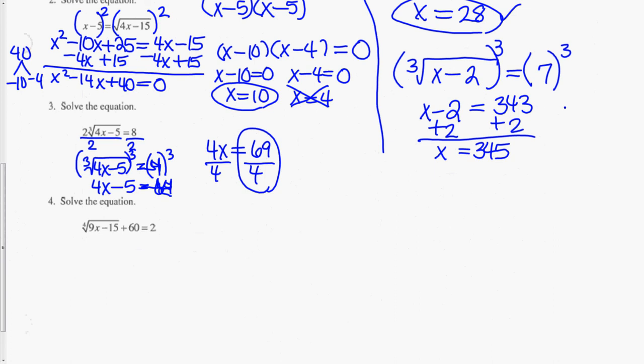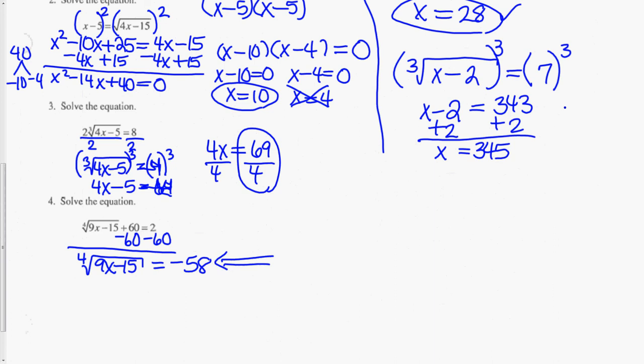Now look at the bottom of the page. I have the fourth root of 9x minus 15 plus 60 equals 2. That 60 needs to move because I need the root by itself. And when I subtract 60 from both sides, I get fourth root of 9x minus 15 equals a negative 58. I don't have to go any further.